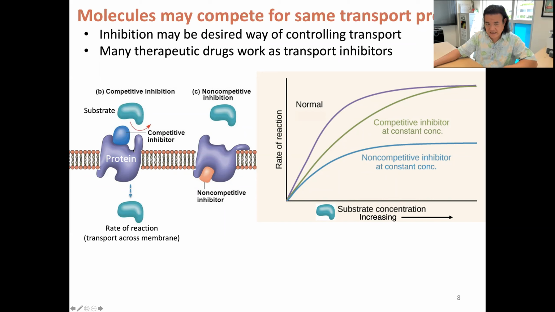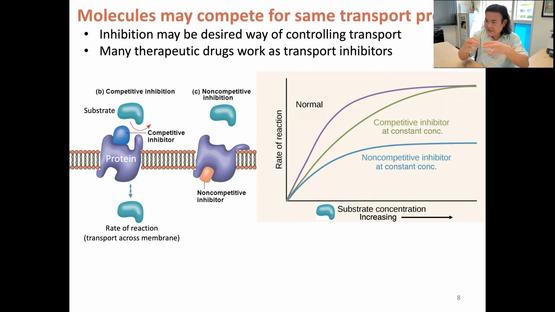So therefore, this dark blue molecule, whatever it is, would be acting as an inhibitor, because it's inhibiting the movement of the desired substrate into the cell. And this would be functioning as a competitive inhibitor. What does that mean? The protein can bind either of these two, but not at the same time. So they would have to take turns. If one is bound, then the other thing is not bound, and vice versa.